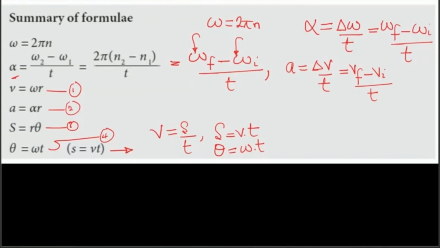The only thing I want us to take into consideration here is that the formulas that connect the linear and the angular quantities together are those three: for velocity, for acceleration, and for distance.